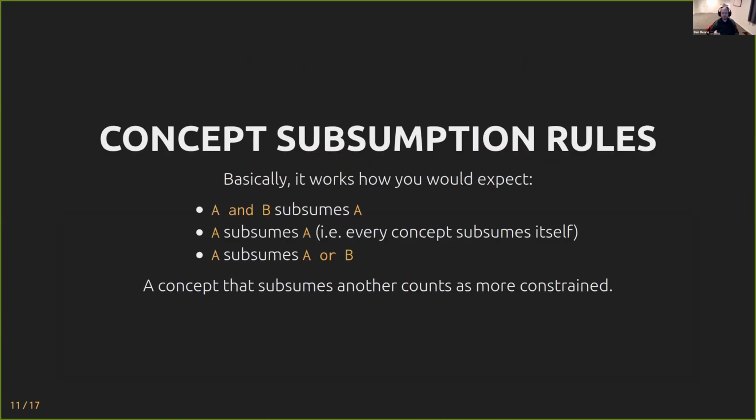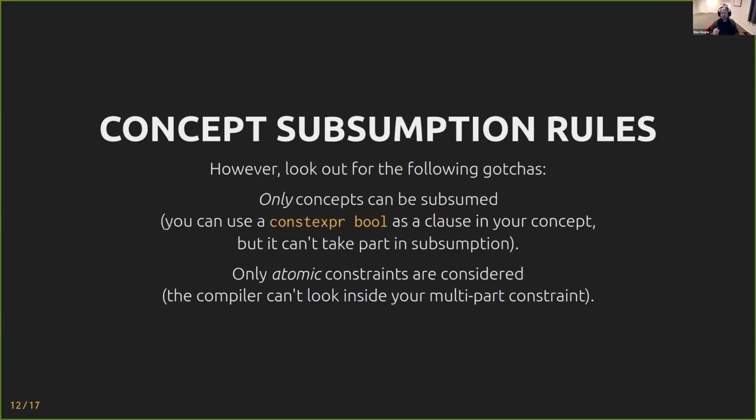So basically the subsumption rules are formalized, but they kind of work how you'd expect intuitively. If you've got A and B, that's more powerful than A. Every concept subsumes itself, and A on its own is more powerful than A or B. So it's sort of as you might expect, but here are the gotchas we ran into. Firstly, only concepts take part in subsumption. So although you can put a type trait, an underscore V type trait, a constexpr bool, as a clause in your concept, the compiler can't see through that. It can't take part in subsumption. So only concepts get to subsume other concepts.